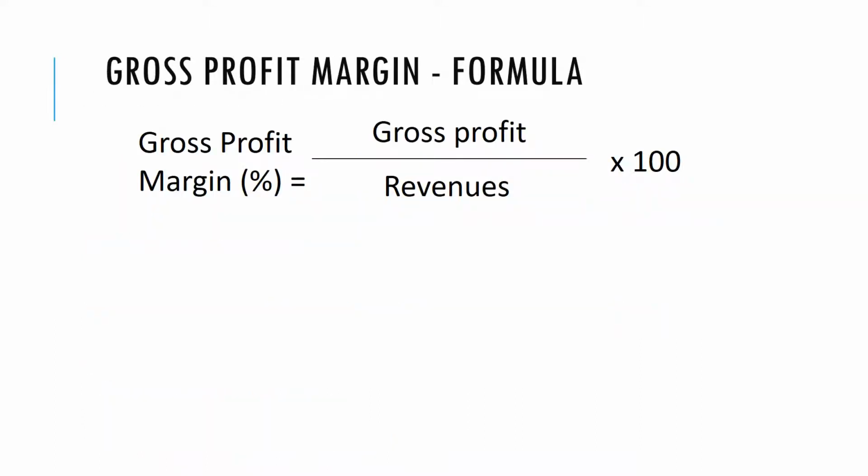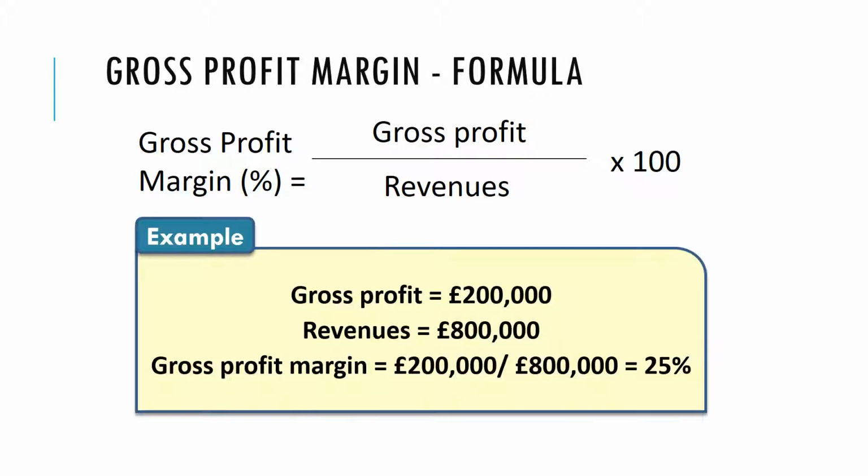The first one, gross profit margin. This is the formula, and I'd like you to take this down, please. Gross profit margin is gross profit divided by revenue times 100. So effectively it's saying what proportion of the revenues are kept as gross profit. So if the gross profit for a business was 200,000 and the revenues were 800,000, that would be a gross profit margin of 25%. They keep 25% of their revenue as gross profit.